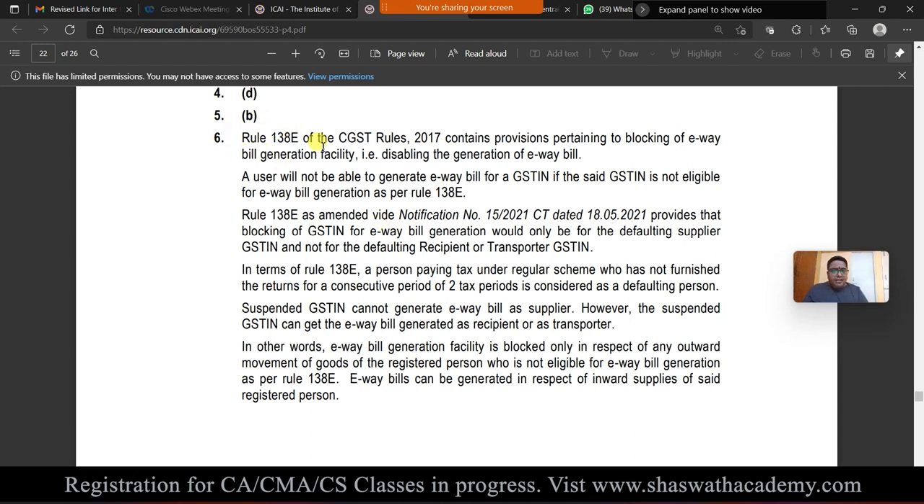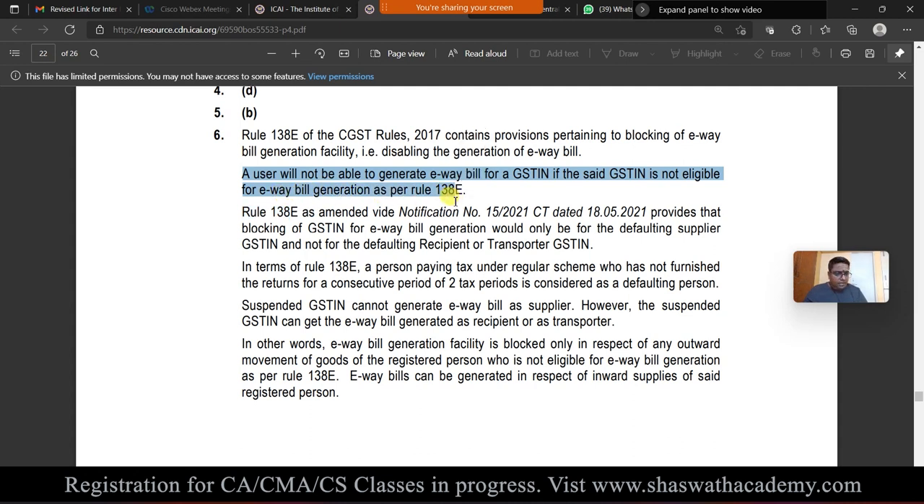Rule 138E of the CGST rules. What are they going to say? They are going to tell the provision. That's it. Rule 138E contains the provisions pertaining to blocking of e-waybill generation facility, that is, disabling the e-waybill generation. A user will not be able to generate the e-waybill of a GSTIN if the GSTIN is not eligible for e-waybill generation as per the rule.